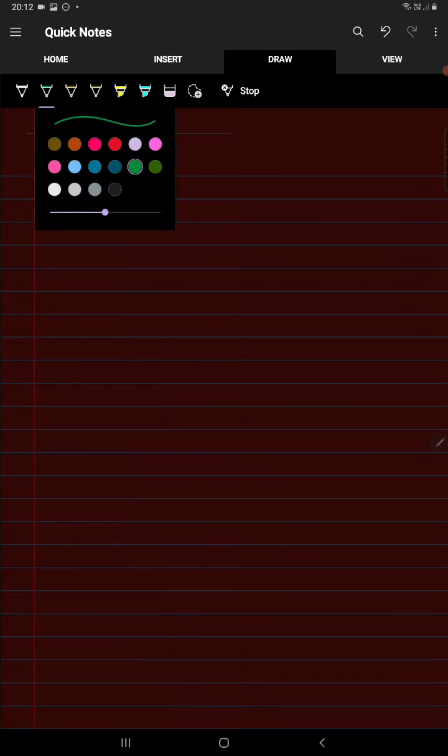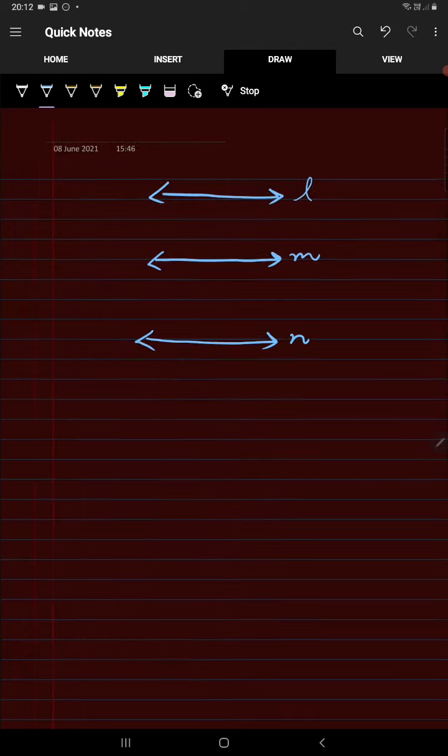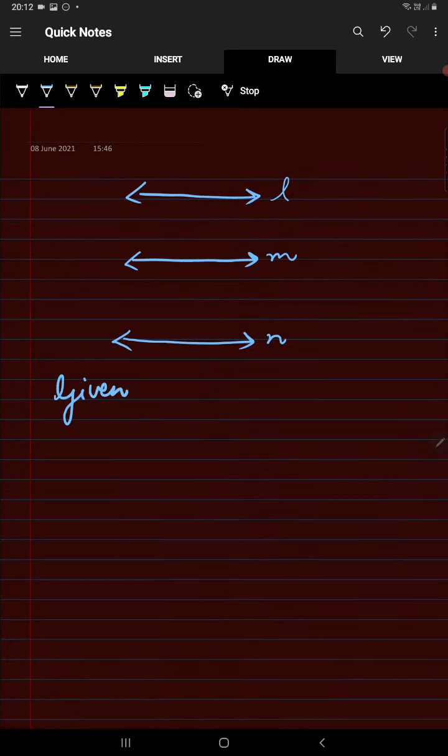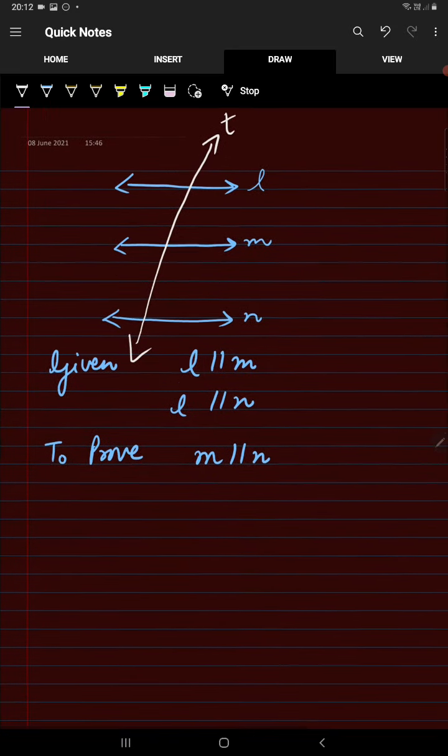So I am drawing the lines here. Let this be line L, this be line M, and this be line N. Here it is given that line L is parallel to M, line L is parallel to N, and now we have to prove that M is parallel to N. Now let us suppose these are intersected by a transversal. I am naming this transversal as transversal T.